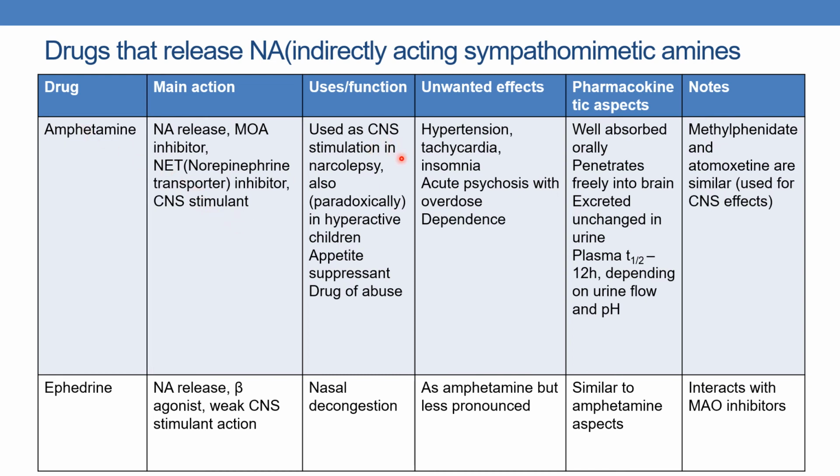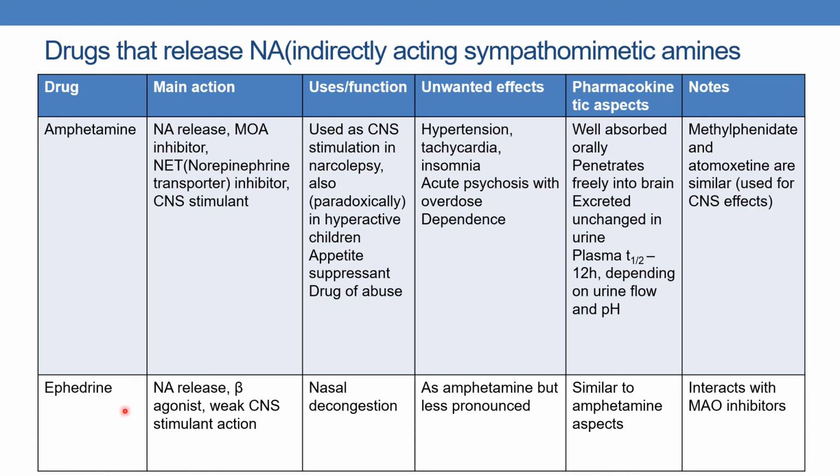Uses are as a CNS stimulant in narcolepsy, also paradoxically in hyperactive children. It is an appetite suppressant and a drug of abuse. Unwanted effects are hypertension, tachycardia, insomnia, acute psychosis with overdose and dependence. Pharmacokinetic aspects: it is well absorbed orally, penetrates freely into brain, crosses the blood-brain barrier, and is excreted unchanged in urine. Plasma T-half is 12 hours depending on urine flow and pH. Notes: methylphenidate and atomoxetine are similar and used for CNS effects.